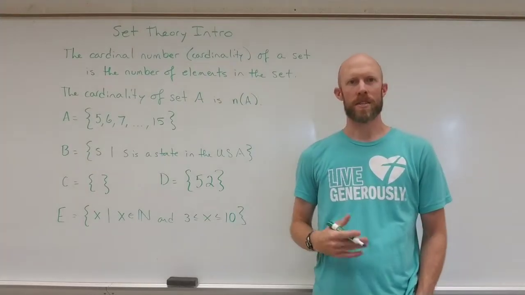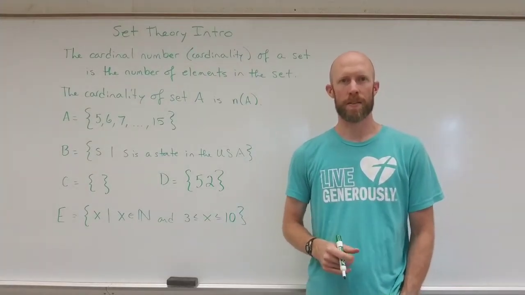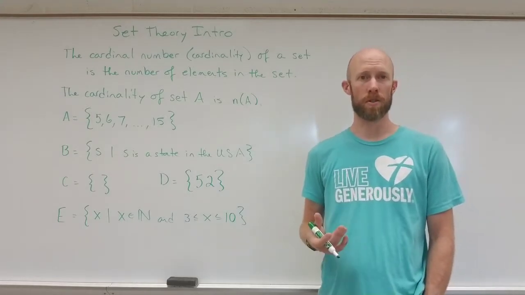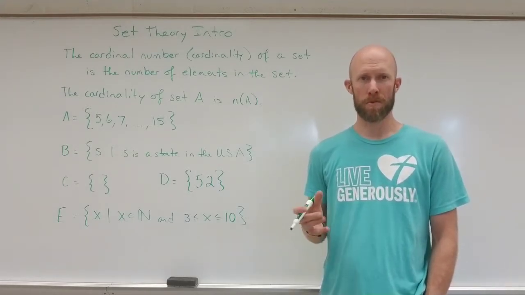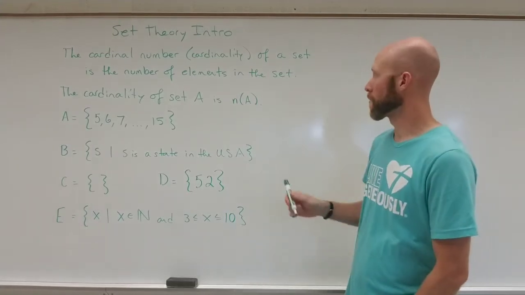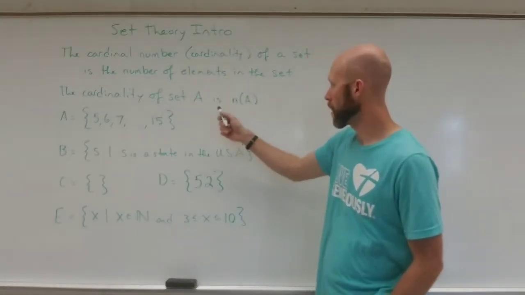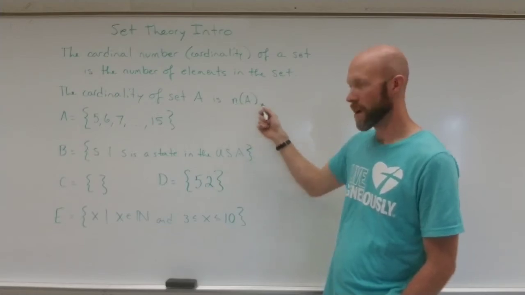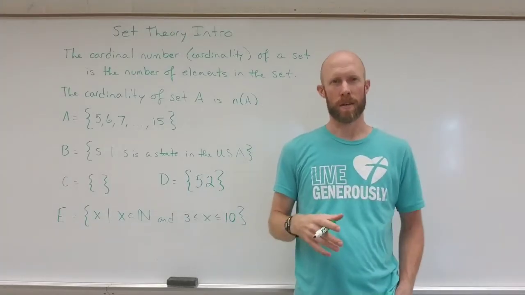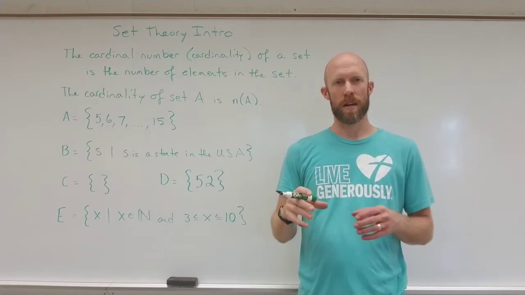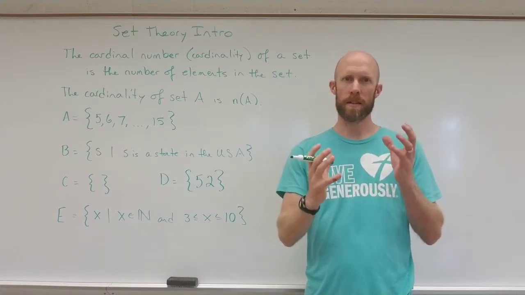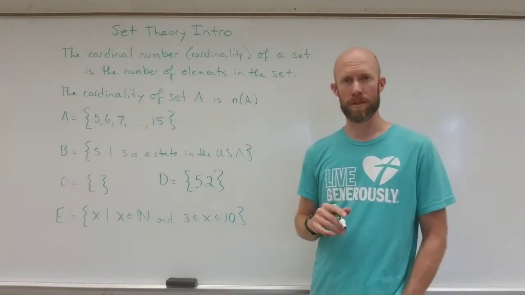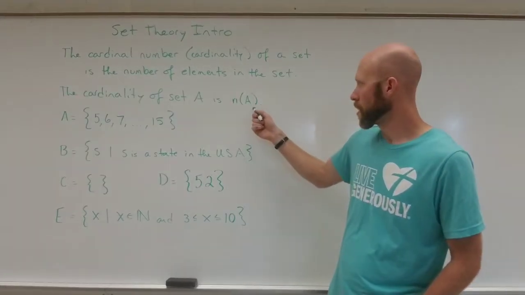Now we're going to look at sizes of sets. The size of a set, or the number of elements in a set, is called the cardinal number or cardinality. We use those interchangeably. The cardinal number or cardinality of set A is represented by n of A. All right, so it's like a function of A, sort of. It's n, and then the set is put into the parentheses there.